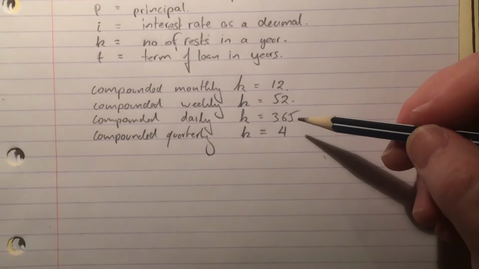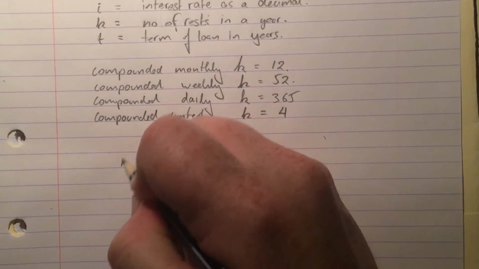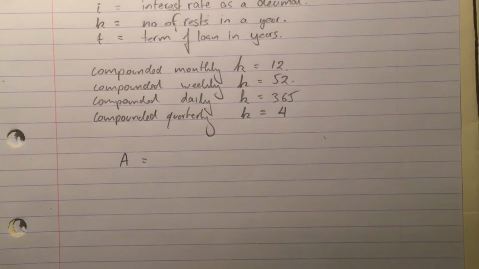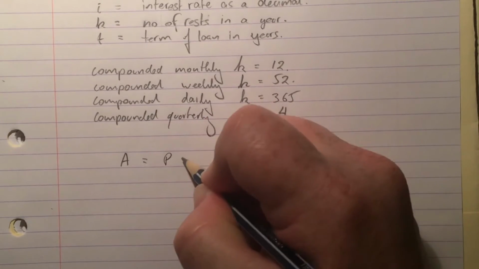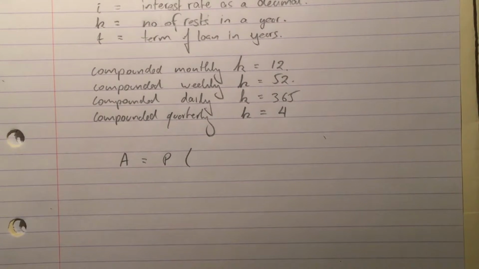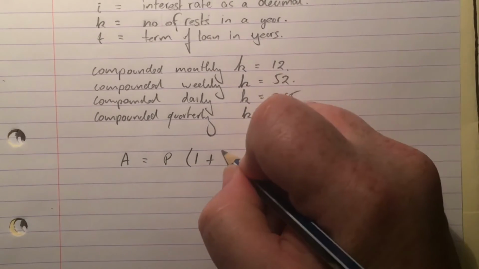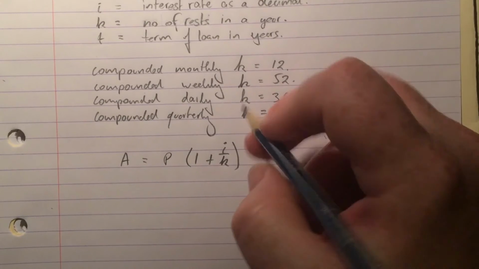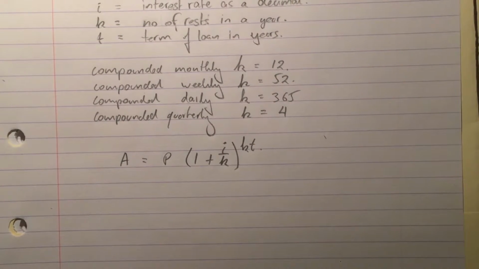So now we'll get on to the compound interest formula. Unlike the simple interest formula, the compound interest formula is expressed in terms of the final amount. So we say the final amount is equal to the principal, times 1 plus I on K, all to the power of KT.